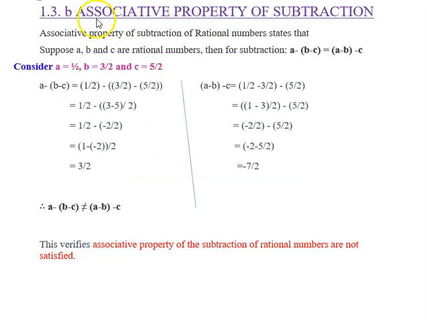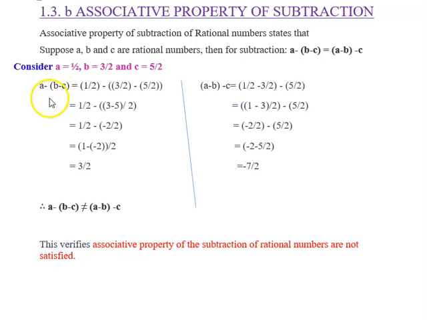The second property is the associative property of subtraction. The associative property of subtraction of rational numbers states that suppose A, B and C are rational numbers, then for subtraction A minus (B minus C) is equal to (A minus B) minus C. So we'll check this equation with an example. Consider three rational numbers A, B and C. So A as 1 by 2, B as 3 by 2 and C as 5 by 2.